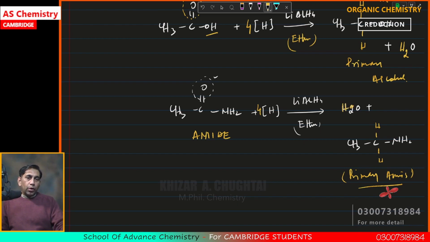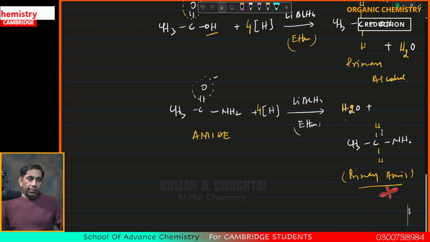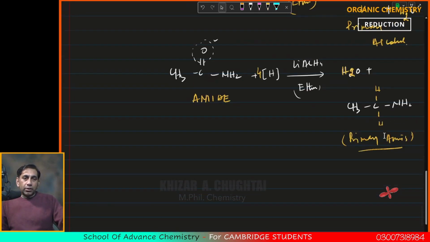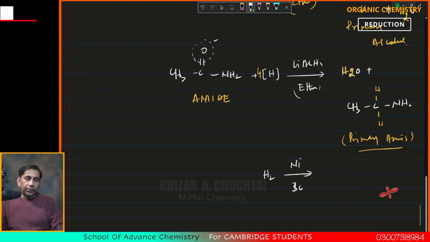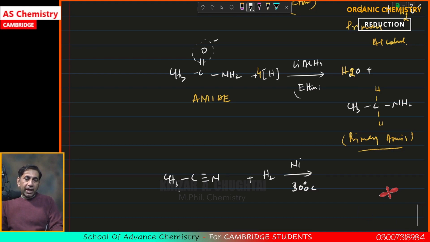H2O plus the product. Now the last one, but not the least. I'm using lithium again, or you can use nickel, let's suppose nickel and hydrogen over here, at 300 degrees Celsius, let's suppose. So I'm using nitrile, carbon nitrogen triple bond. This is called ethane nitrile. Two carbons, its name is ethane nitrile.